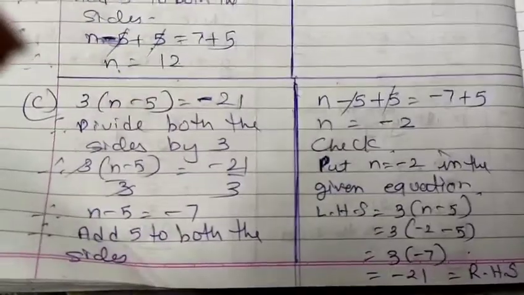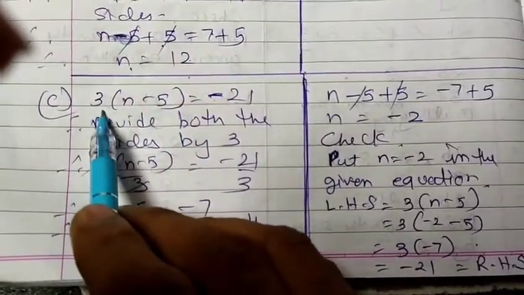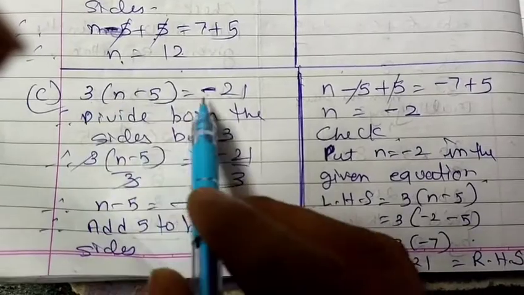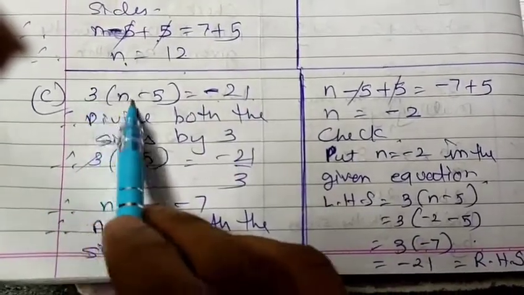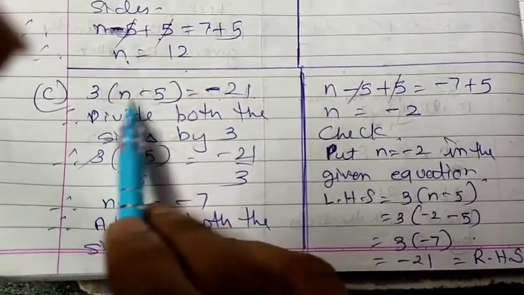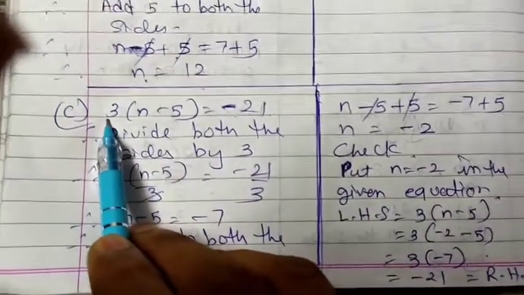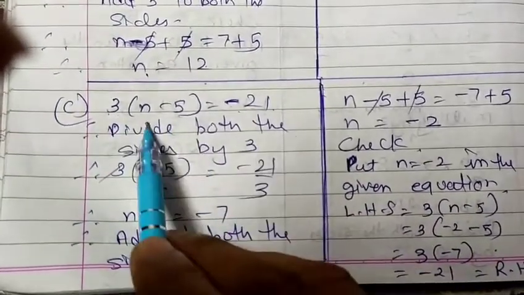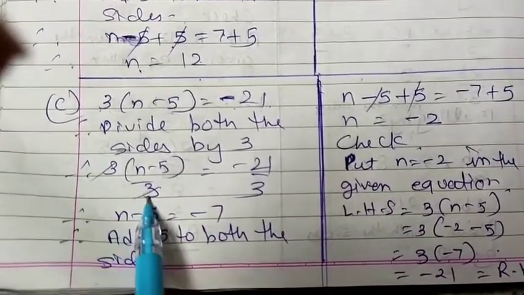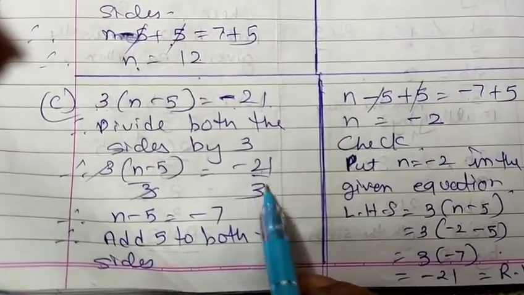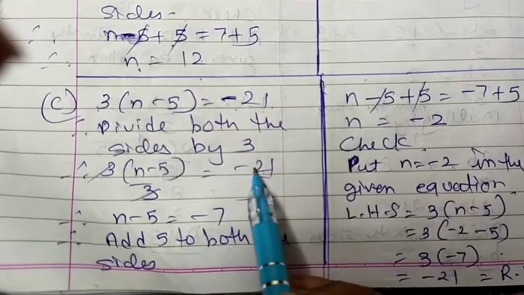Now the next sum is sum number 6. 3 times n minus 5 equals minus 21. Here either you can multiply both the terms by 3, or you can eliminate this 3 at the beginning only. If I divide both the sides by 3, 3 and 3 will get cancelled, and 21 divided by 3 gives negative 7, because it is negative 21.